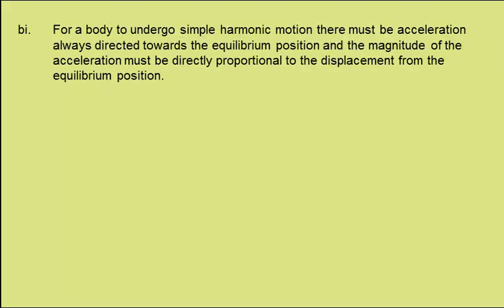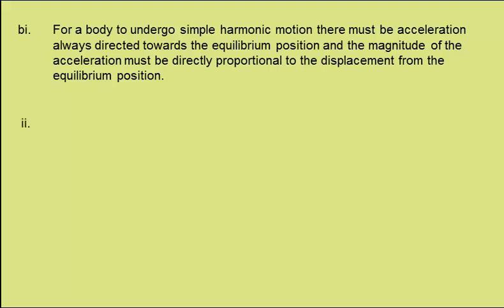In B part 1, the oscillating trolley performs simple harmonic motion. We need to give two conditions which have to be satisfied to show that a body performs simple harmonic motion. Well, for a body to undergo simple harmonic motion, there must be acceleration always directed towards the equilibrium position, and the magnitude of this acceleration must be directly proportional to the displacement from the equilibrium position.